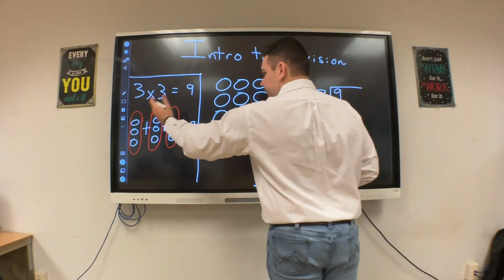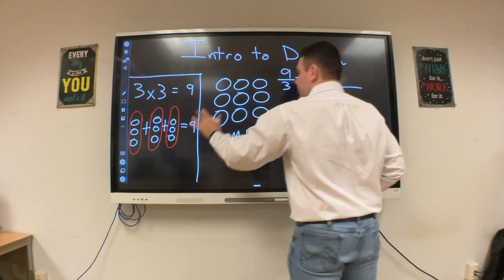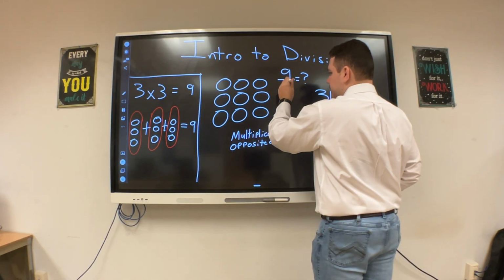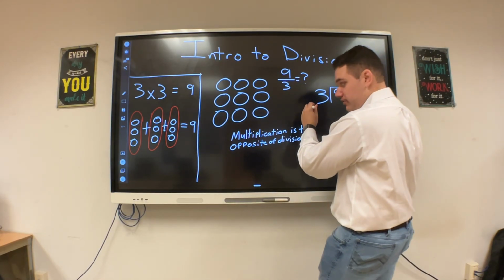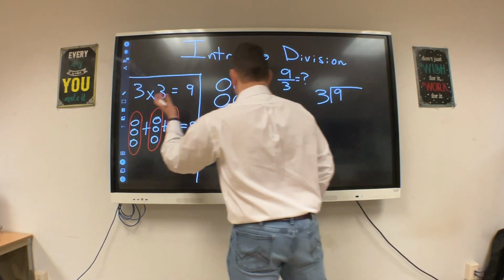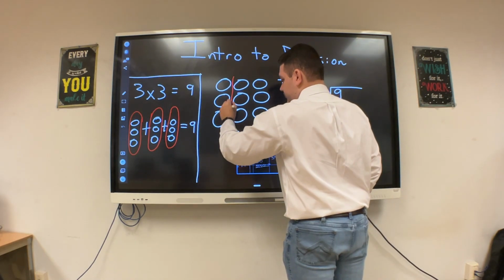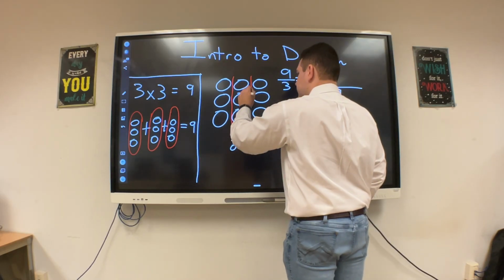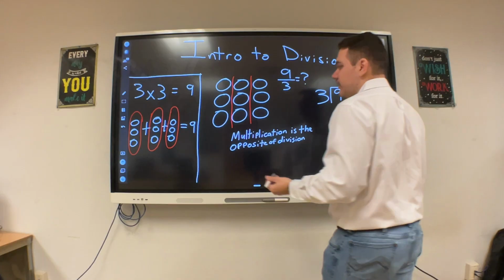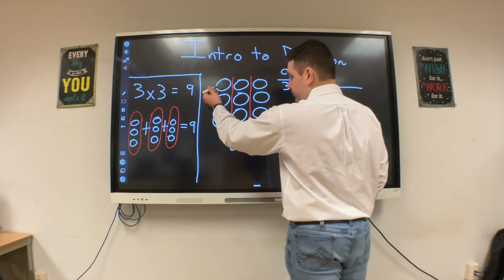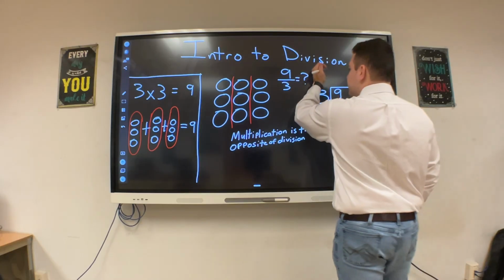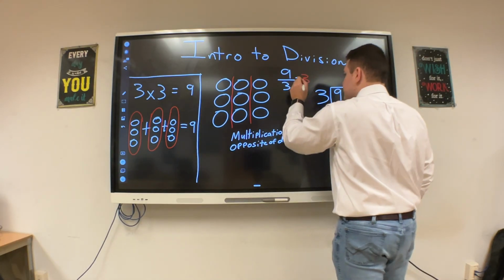Instead of 3 groups of 3 adding up to 9, we have 9, and we're trying to see if we break our 9 into 3 groups, how many are going to be in each group. That's why I say it's the opposite. You would take your 9, break it up into 1, 2, 3 groups, and then you would see how many are in each group, which is of course 3. So 9 divided by 3 is 3.